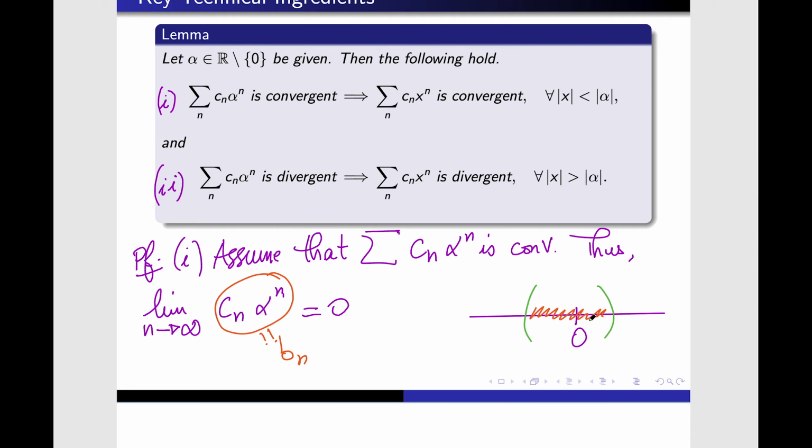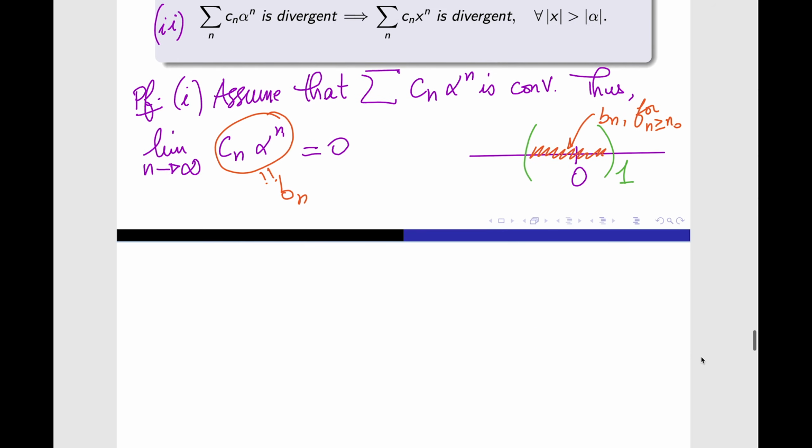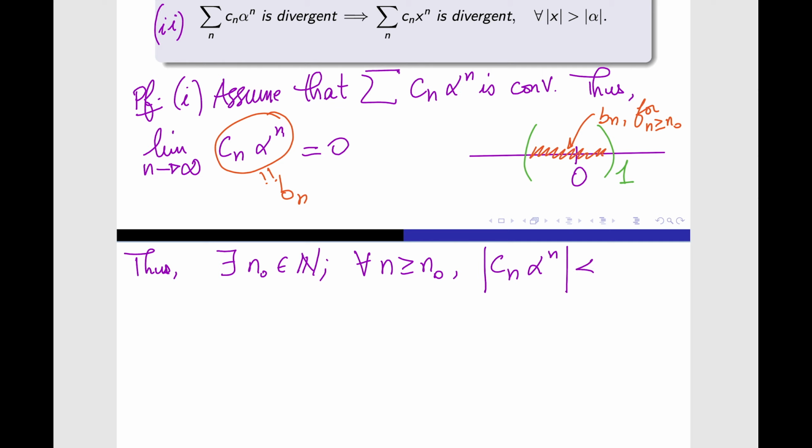How about we take the choice of the neighborhood to be of radius 1? You can take any number, I'm just taking 1 for simplicity. Then all these bn's are going to be here eventually, right? So for all n greater than or equal to some rank n naught, correct? So thus there exists a rank n naught such that for any rank bigger than this, that sequence is inside that neighborhood, which means the distance separating this from 0, which means the absolute value of this, is less than 1.